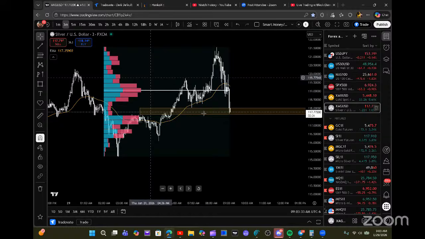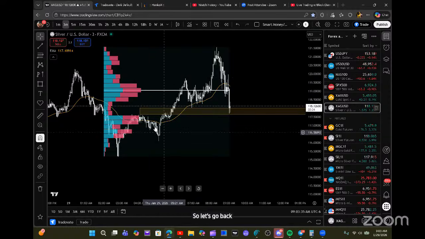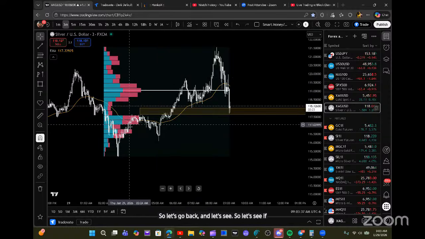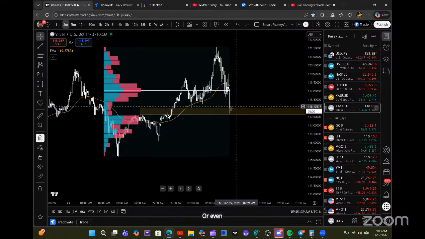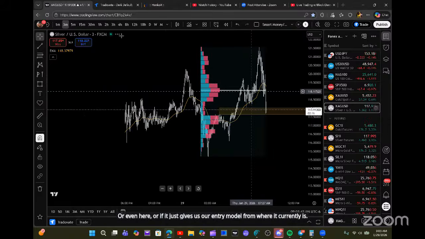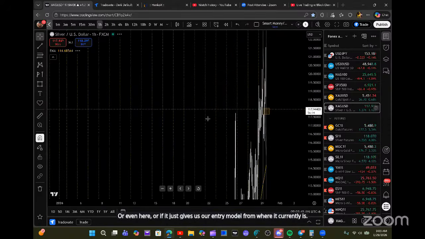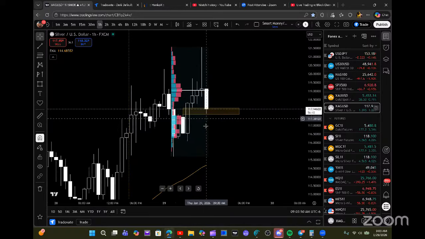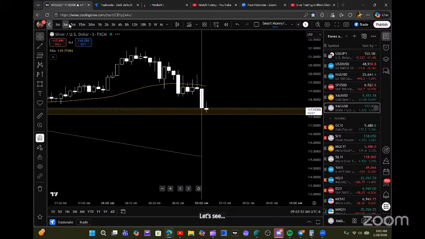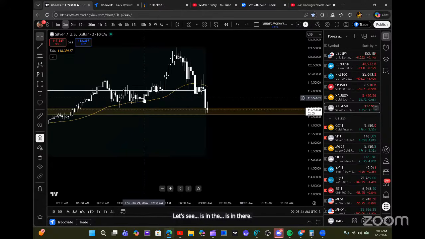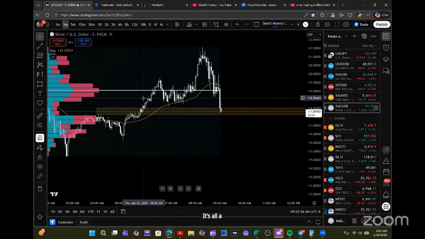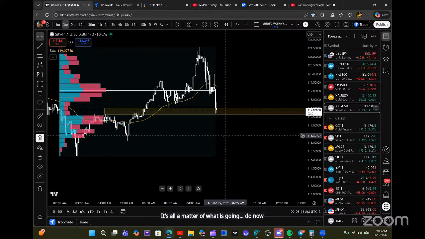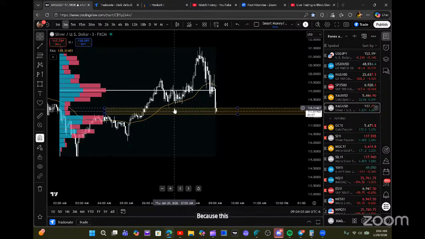So let's go back and let's see if it pushed down to here or even here, or if it just gives us our entry model from where it currently is. Let's see. It's in there. It's in there. It's all a matter of what it's going to do now. Is it going to keep pushing down? Because this could, let me see.